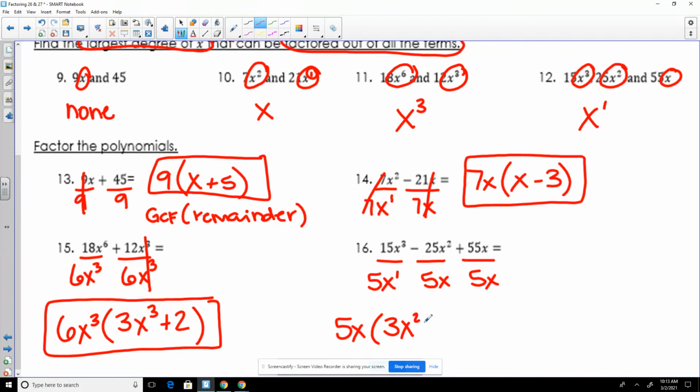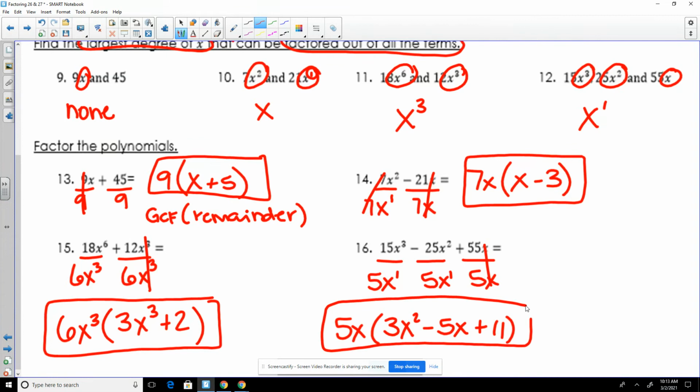Negative 25 divided by 5 is negative 5. 2 minus 1, I'm left with 1x. 55 divided by 5 is 11, and x divided by x is 1. And that is what my answer would be, the GCF with my remainder.